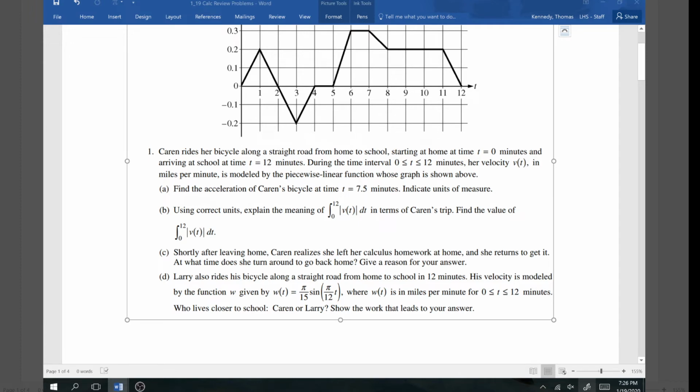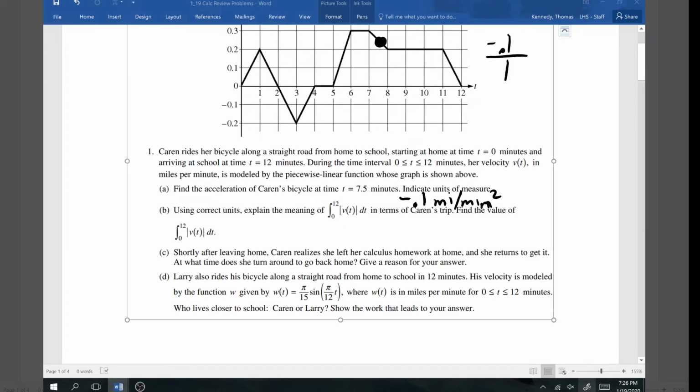So if this is a velocity graph, at 7.5 is right here on this graph. And so that slope is we're going like with a -1 slope through the boxes. But since the boxes going on the y-axis are 0.1, we're actually going down 0.1 and over 1, which is just a -0.1 slope. And so it'd be negative 0.1 miles per minute squared. Acceleration is always time units squared. We're dividing by minutes with our units, and so that will be our play here.